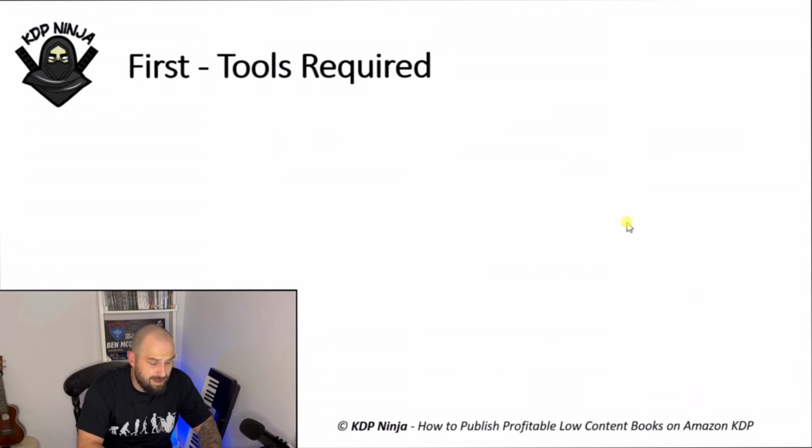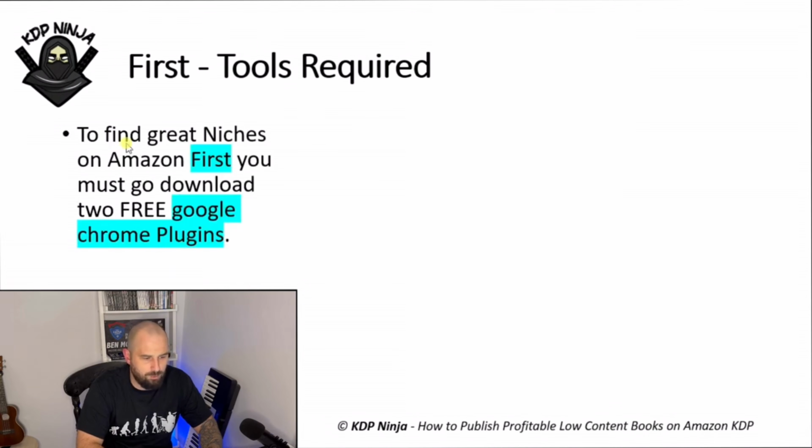Okay, so this lecture is all about finding a great niche for your low content books, and this is the free method, okay? So first, before we start looking for a great niche, we need some tools for our Chrome browser.